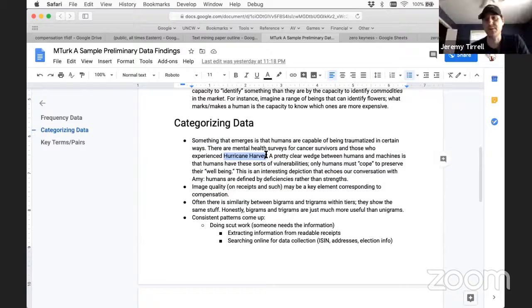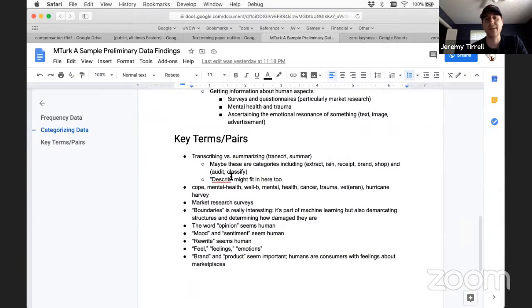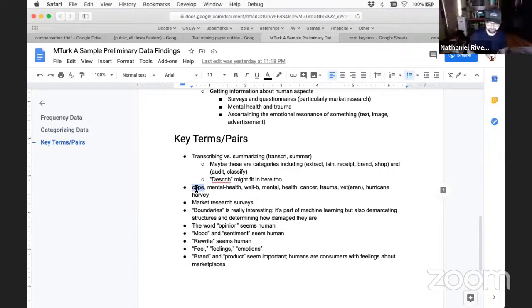a term or a feature that just kept popping up quite a bit, is this notion of talking to people, generally through surveys or questionnaires, and asking them to reflect on these kind of traumatic experiences. One notable one was Hurricane Harvey, but we also saw a lot of other terms pop up related to this plexus, like mental health, well-being, or just well-be. That's the stem. Vet or veteran, cancer, coping, right? That all often came up, cope or coping.